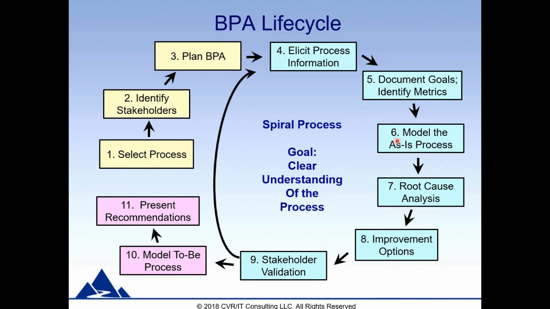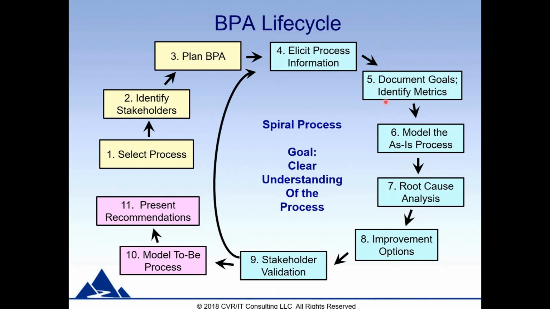With that model in mind, we now can look for root causes of difficulties that we have found. It's only when we find the root causes of problems that we can begin thinking about improvement options, because we want to make certain that we're fixing root cause issues. We will then take those improvement options, bring those to the stakeholders, and validate that we're on the right track. If we're not, we'll get more information, make certain that we've got the goals right, update our models, review our root cause analysis.